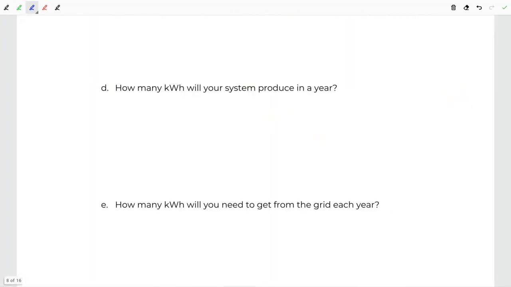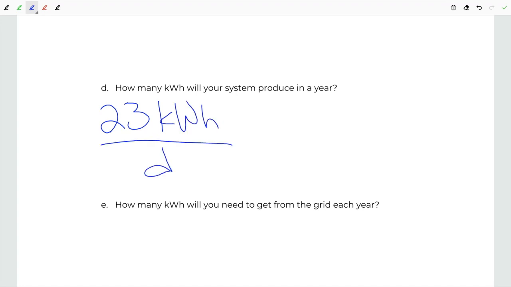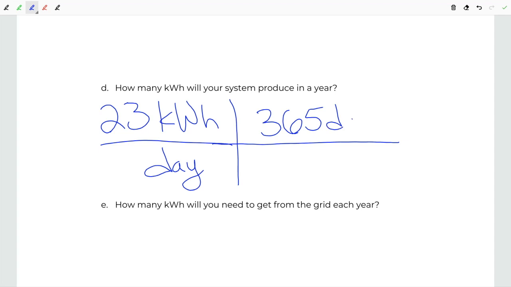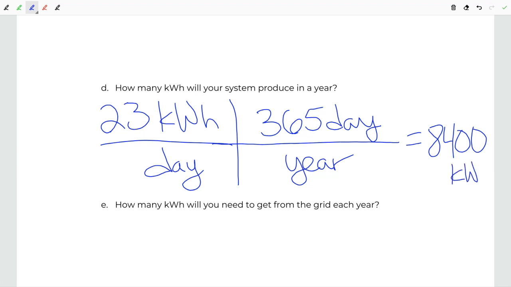Okay. So now we want to find out how many kilowatt hours our system will produce in a year. So if it produces 23 kilowatt hours per day, and there are 365 days in a year, then our system produces 8,400 kilowatt hours per year.